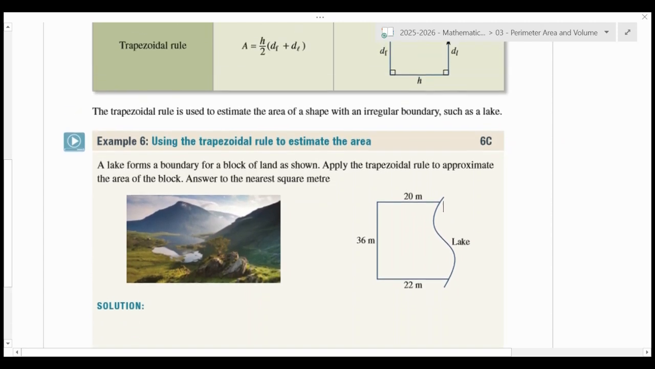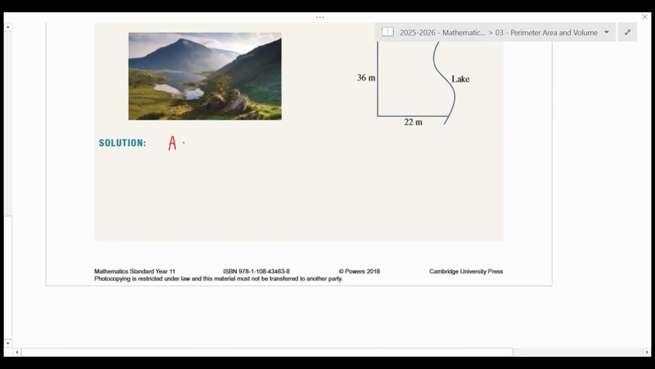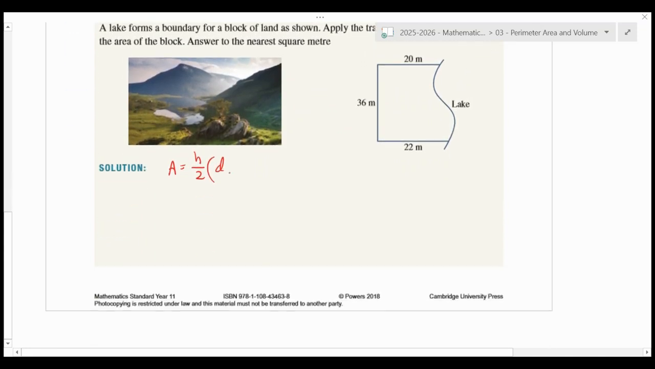It's h over 2 times (df plus dl). So area equals h over 2 times (df plus dl). It doesn't really matter which. Now you'll notice they're using subscripts the same as I do. Basically, it's the distance of the first and the distance of the last.